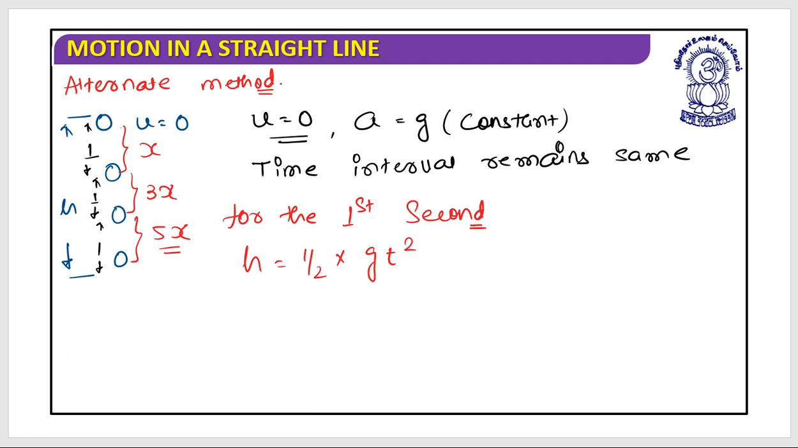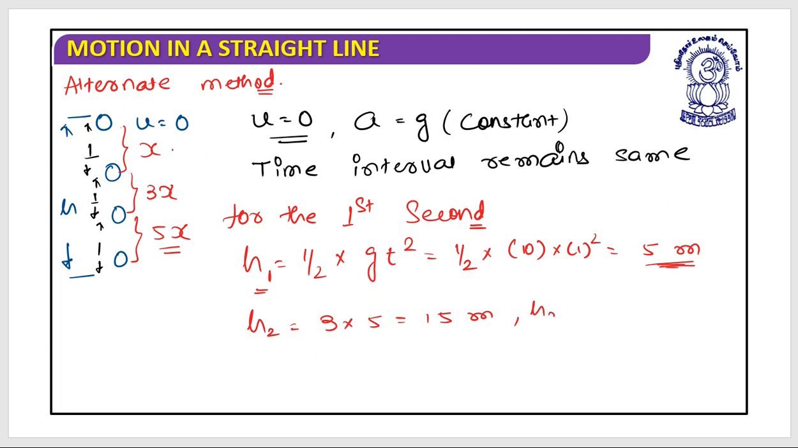H is equal to half gt square. So that would be equal to half into 10 into 1 square. It's 1 only. That would be 5 meters. So this is the distance traveled in the first second. Now the distance traveled in the second second. Let's say this 5 is x. So this is equal to 3 into 5. That would be 15 meters. Let's say the distance traveled in the third second would be 5 into 5, it's 25 meters.